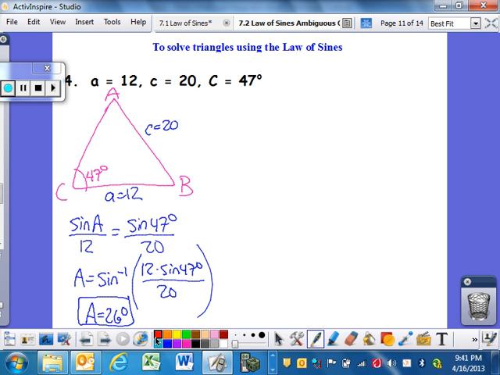Okay? So does that work for sure? I know that A can equal 26 degrees. I easily can get a third angle and make it equal to 180. Well, what's my other option?